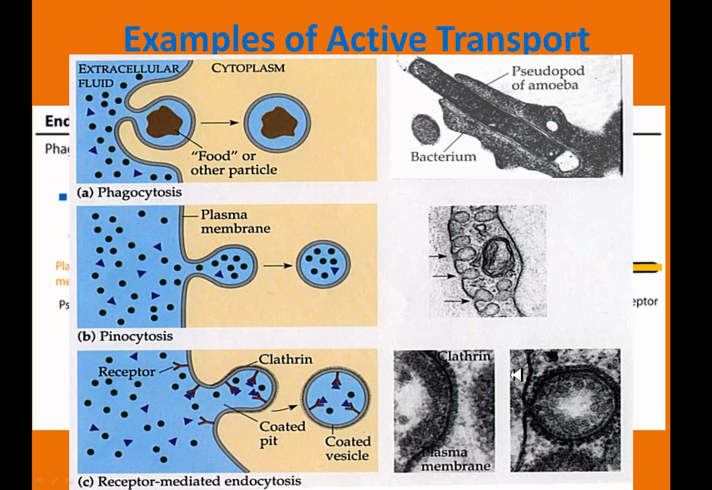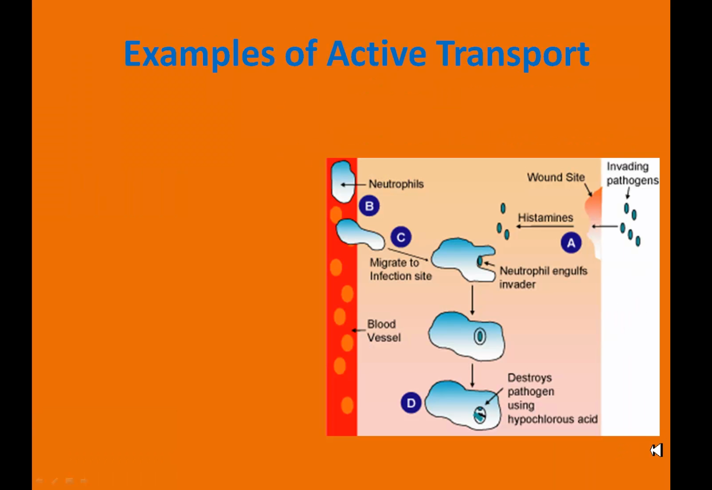Here's some examples of all three of those. This is an amoeba bringing in a large molecule, wrapping around it: phagocytosis. Here is material from the outside of the cell brought in, usually a liquid: pinocytosis. And here are the receptor cells, which are bringing in material in a process called receptor-mediated endocytosis.